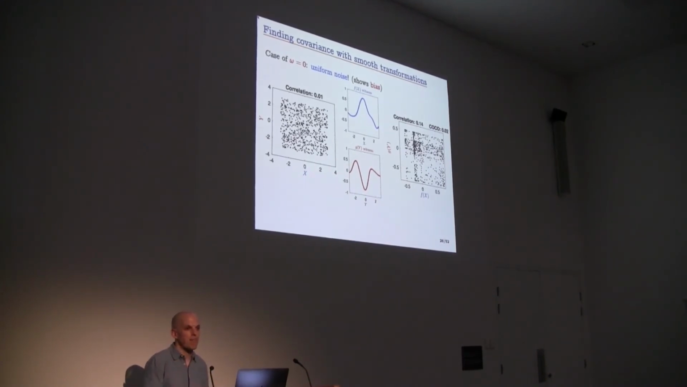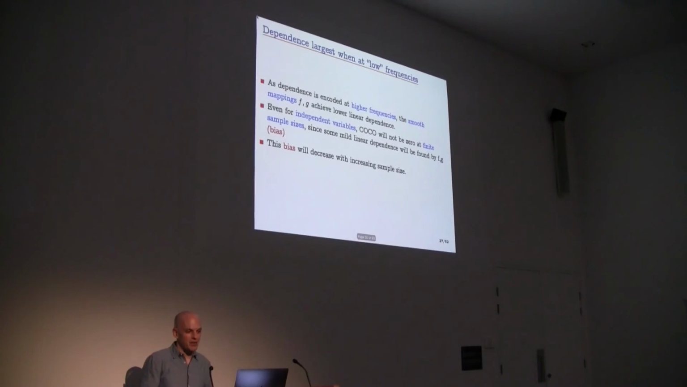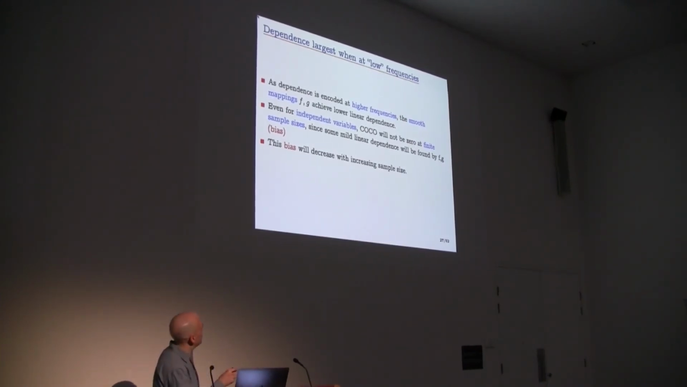Okay? So just to summarize what we've just seen, as the dependence is encoded in higher frequencies, these mappings have lower linear dependence. So this is what I mean when I'm using constraint covariance and I say that things are very dependent or not so dependent. Very dependent means the dependence is encoded at low frequencies. Not so dependent means it's encoded at high frequencies. Then I also illustrated some bias.